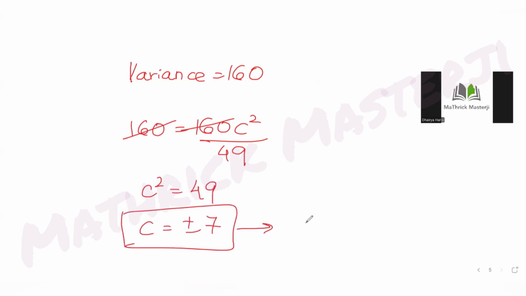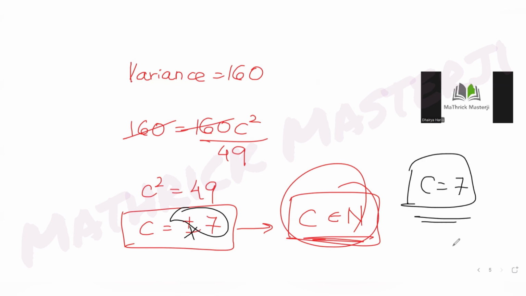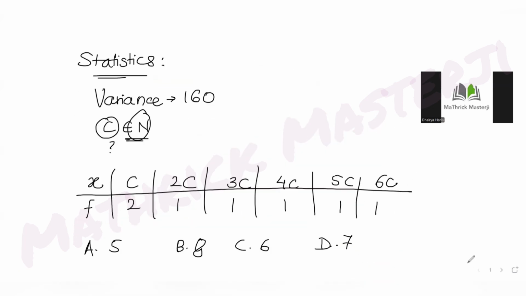But the question tells me that C belongs to natural numbers. So when C belongs to natural numbers, it cannot be negative 7. So that negative value of C is rejected. And that gives me only the positive value of C, and that is plus 7. So I get the answer to the question, and that basically matches with which option? Option D. So D becomes the correct answer for the question that is given to us here.